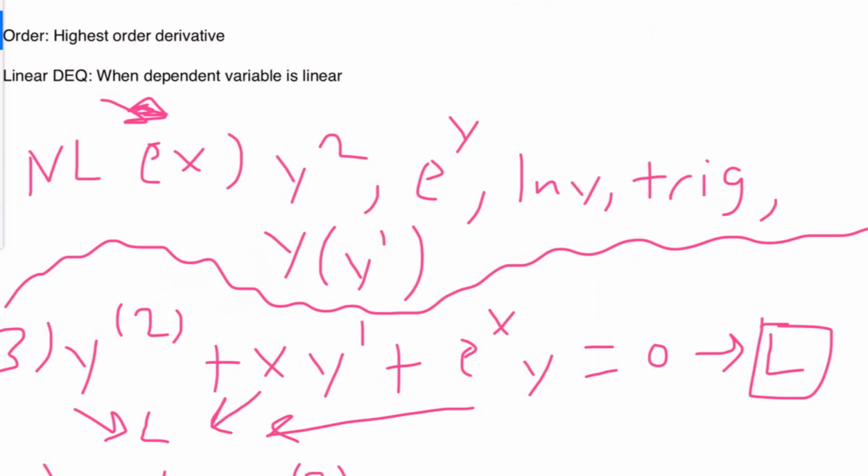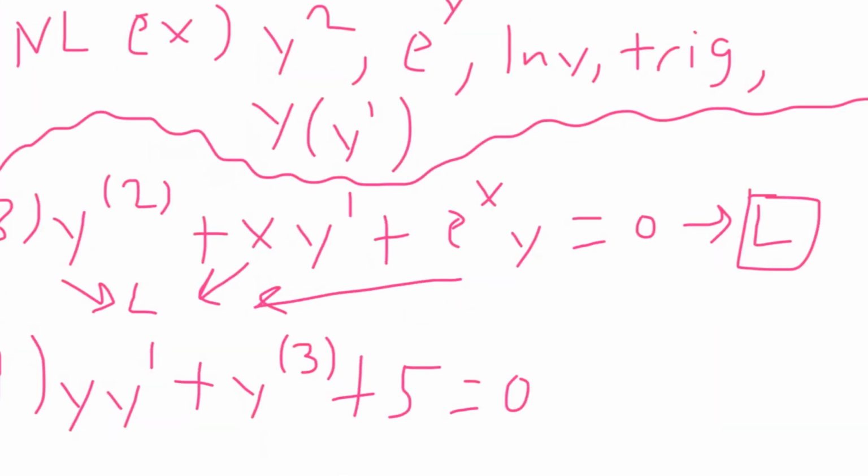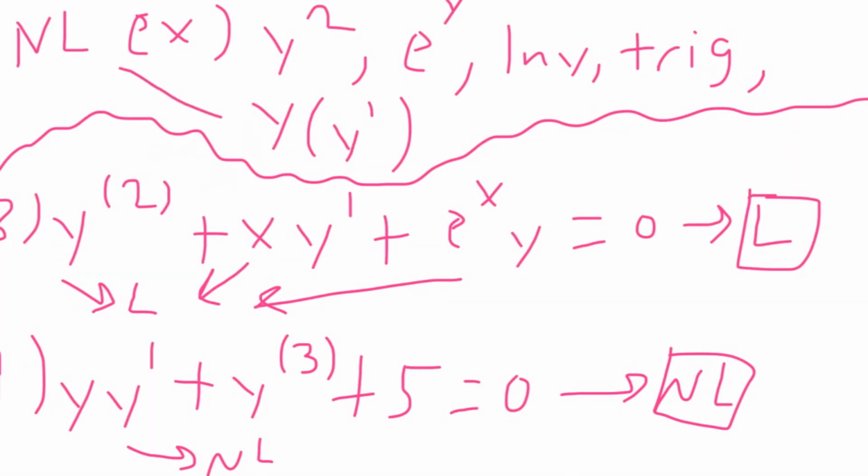So number 4. What do you think number 4 is? Number 4 would be nonlinear. That's because already the first term is nonlinear, so that automatically makes the entire equation nonlinear. And the first term is nonlinear because it's y with a product of its derivative. We already established that this means it's nonlinear.